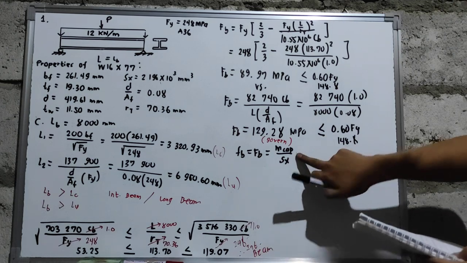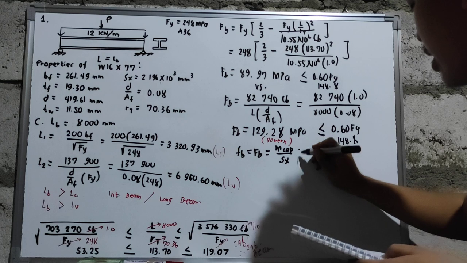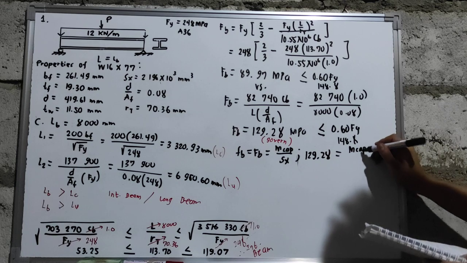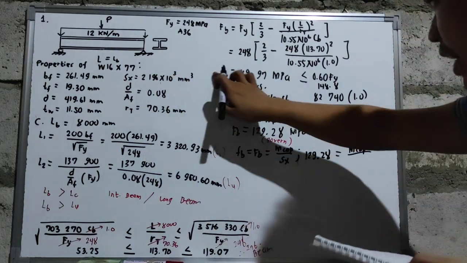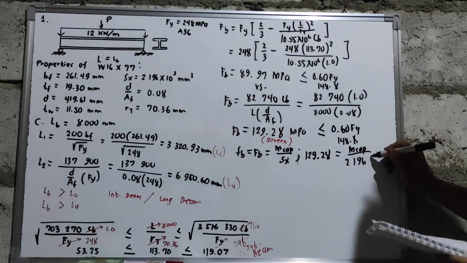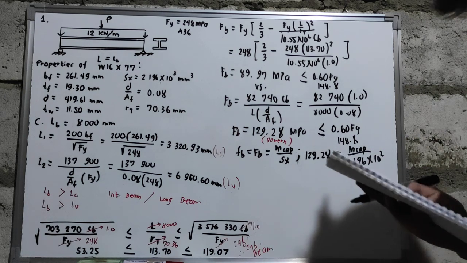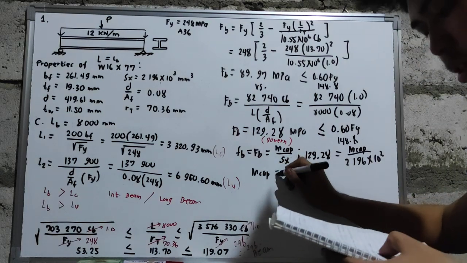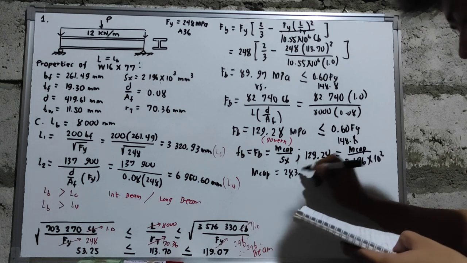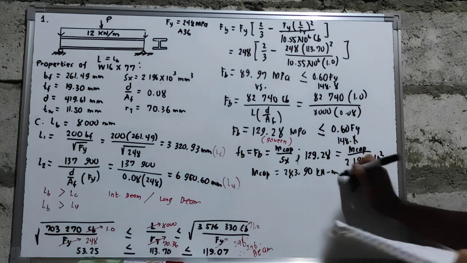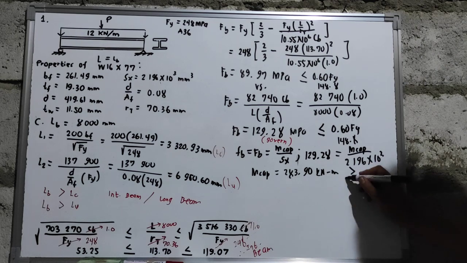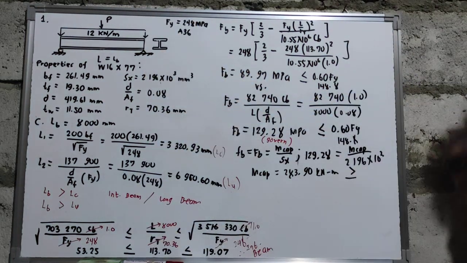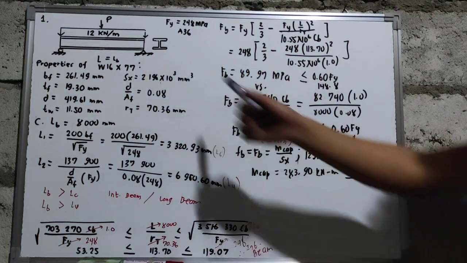So, the value of your F sub B is 129.28 megapascal. So, M capacity all over yung S sub X natin is eto, 2196 times 10 raised to 3. So, M capacity is now equal to 283.90 kilonewton meter. So, i-equate natin yan. Dapat that must be greater than or equal dun sa M actual or dun sa maximum moment na mararamdaman ng beam natin due to the loading.